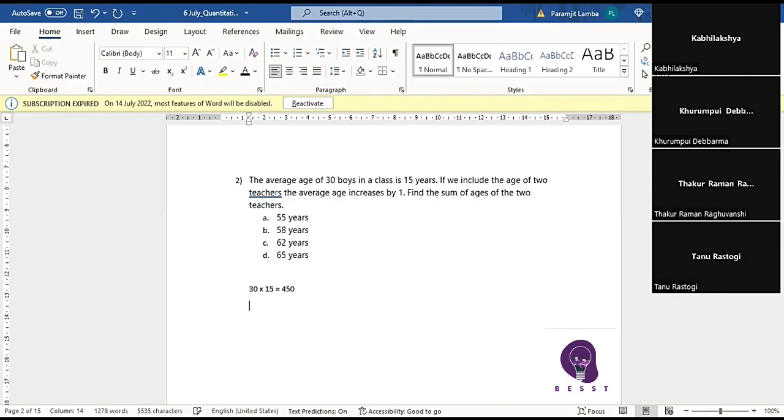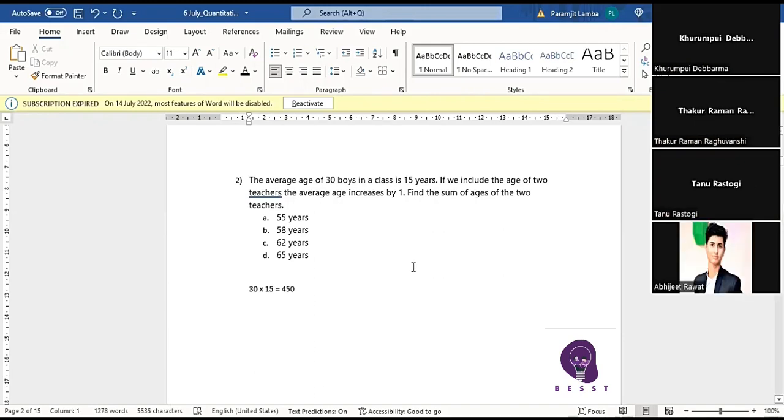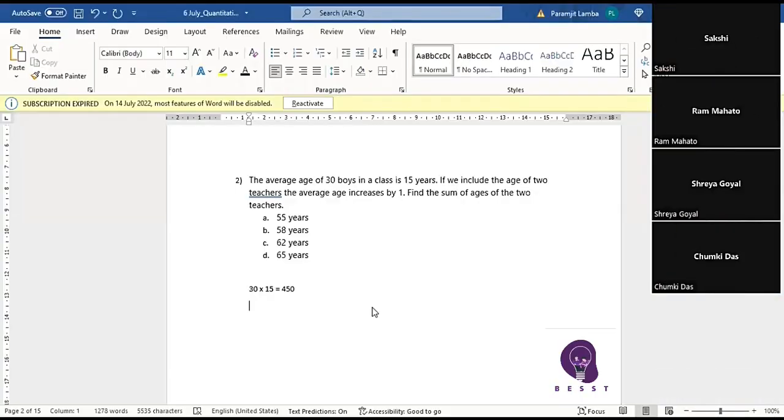After this, what should we do? We have to add the age of 2 teachers. How will we write that expression? Think. Use logic. Sir, the equation will be 450 plus 2x equal to 16 into 32. 450 plus 2x equal to 16 into 32.